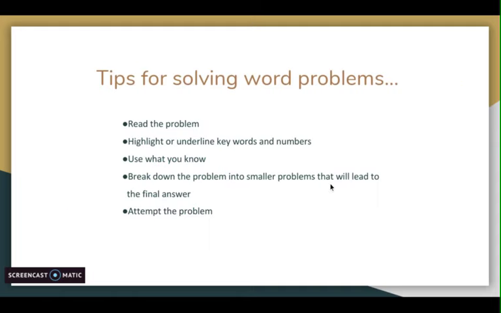When you do these problems, there are a few helpful tips. Make sure you read the problem, go back, highlight and underline keywords and numbers, and then use what you know. Right now we're talking about volume, so you should be thinking that you're going to use volume formulas for all these problems. Next, break the problem down into smaller problems that will lead to your final answer, just like we did on that previous problem, where we had 3 different parts that led to our final answer. And the big thing is just make sure that you attempt all the problems. Don't leave any of them blank. Even if you get it wrong, we can go back, look at it, and figure out what happened and correct that mistake. So use these tips, use what we did on the example, and go ahead and get started on your work.